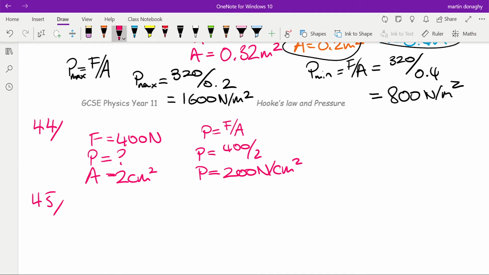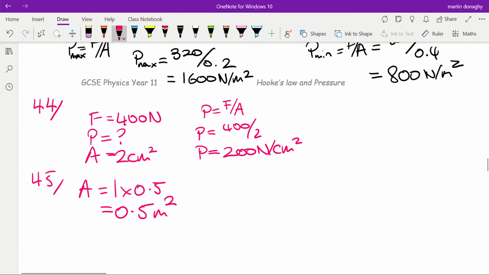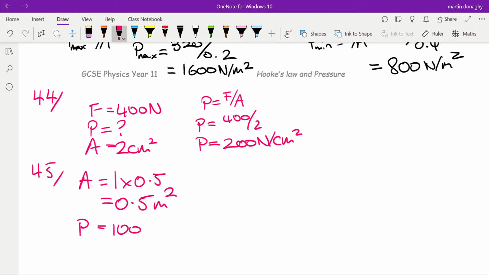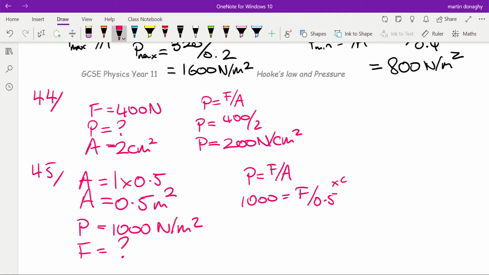Question 45. A concrete slab measures 1 by 0.5 meters, which gives it an area of 0.5 meters squared, and exerts a pressure of 1000 pascals, which is just newtons per meter squared, on the ground. Calculate the weight of the concrete slab. So weight is a force, so we're trying to find F. So P equals F divided by A. 1000 equals F divided by 0.5. Multiply both sides of the equation by 0.5 to rearrange that, which gives you F is 500 newtons. So the weight is 500 newtons.